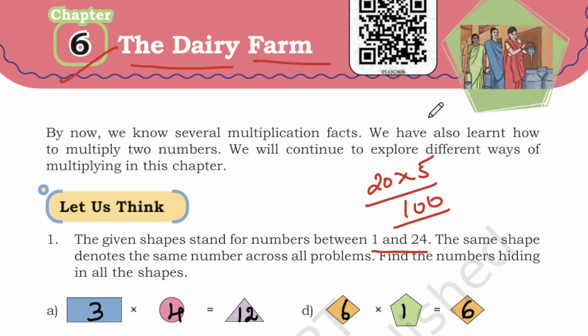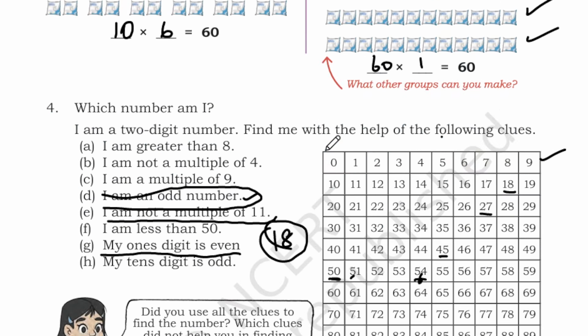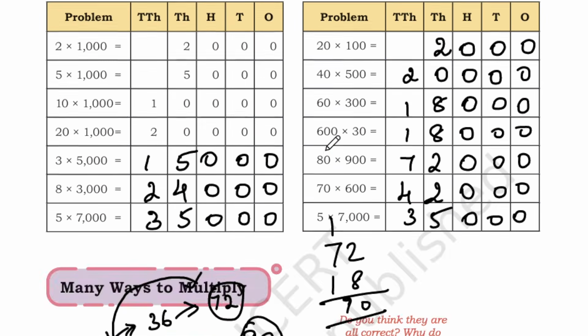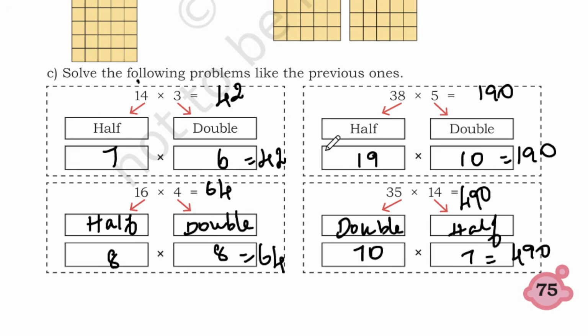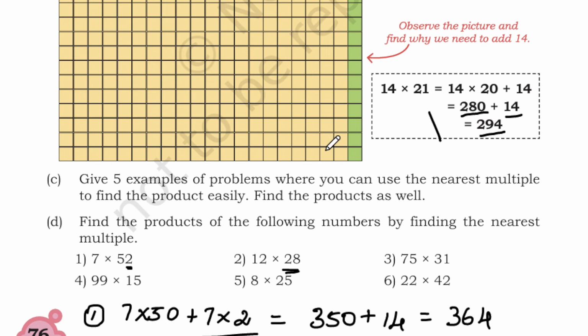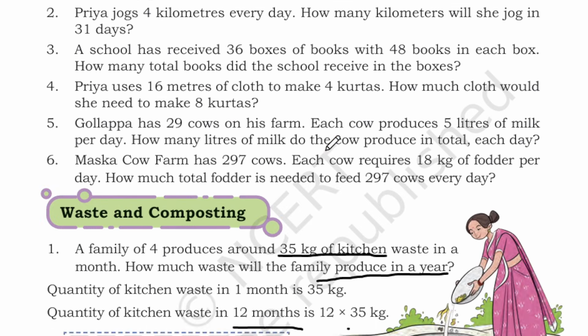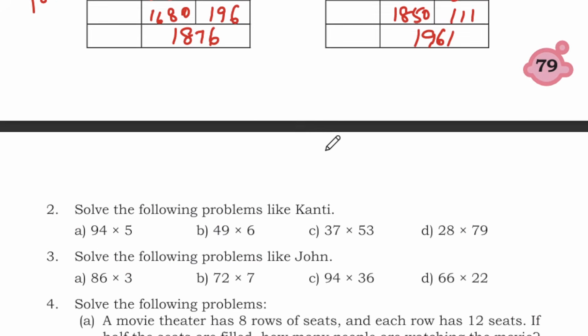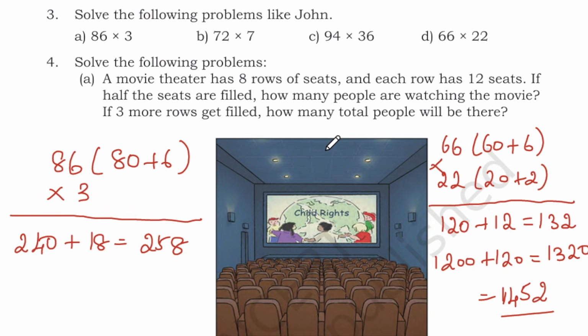Today we are going to see part 4 video of class 5 Maths, chapter number 6. Parts 1, 2, 3 are already completed. Very important lesson, the dairy farm. We learned about different ways of multiplication. Students, if you missed the previous parts 1, 2 and 3, you have to watch them, then only you will be able to understand it. If you watch this one directly, you will not be able to find the answer, you will find it difficult.